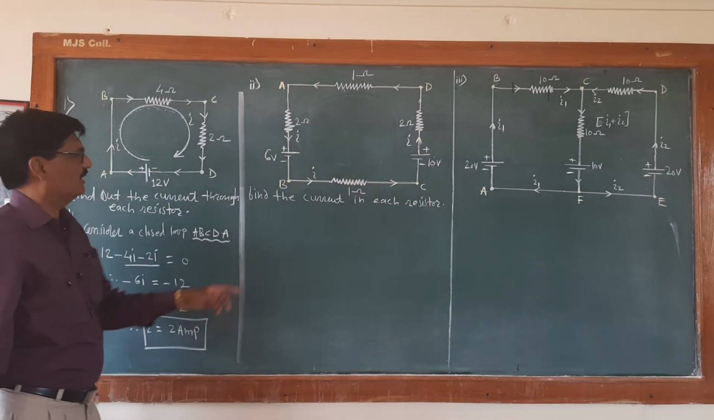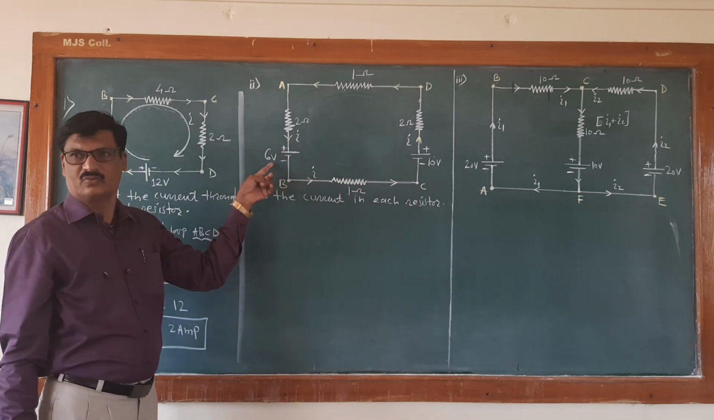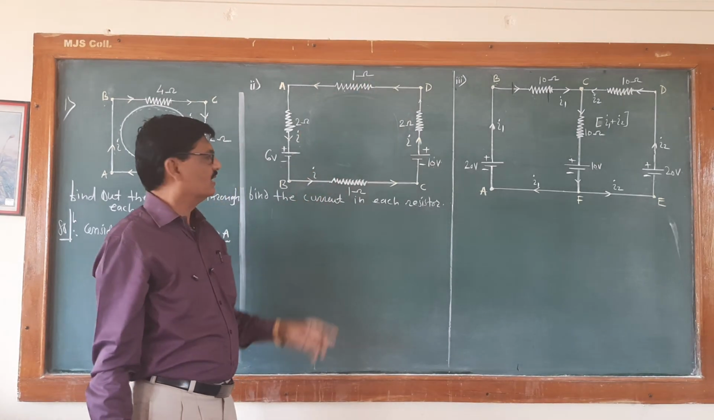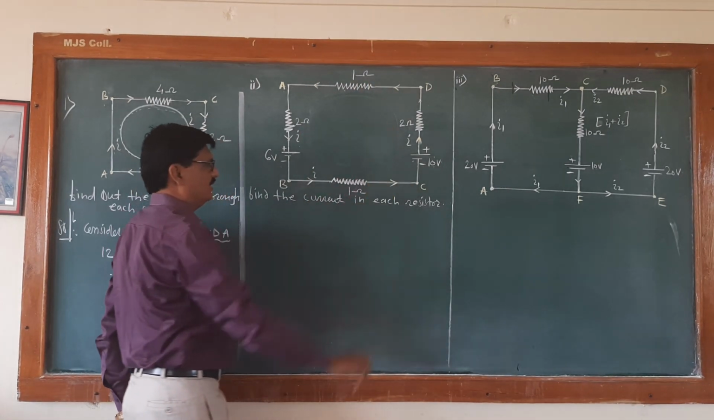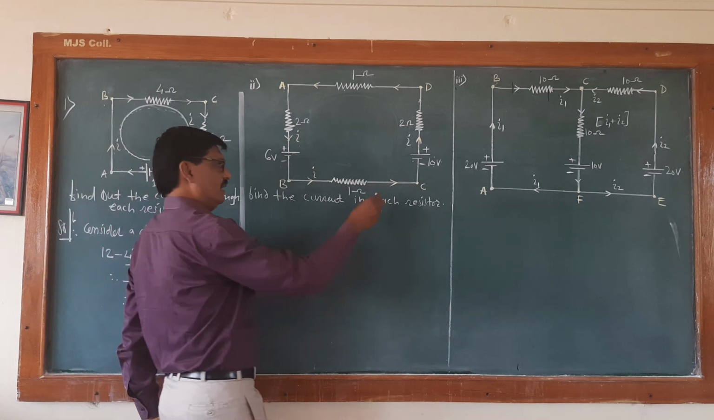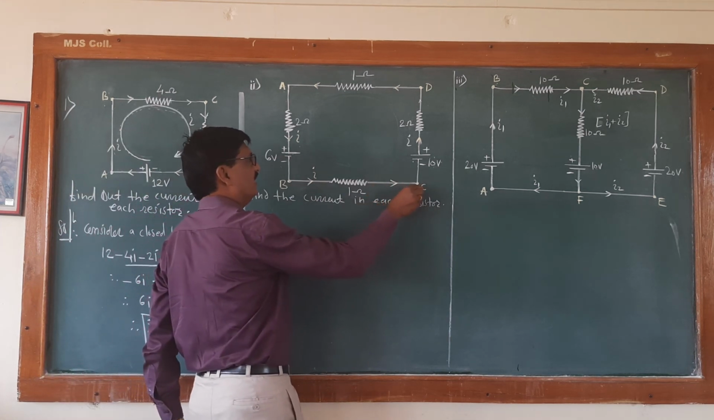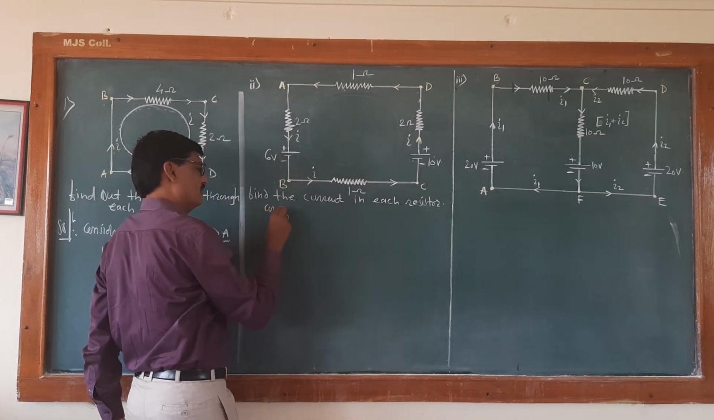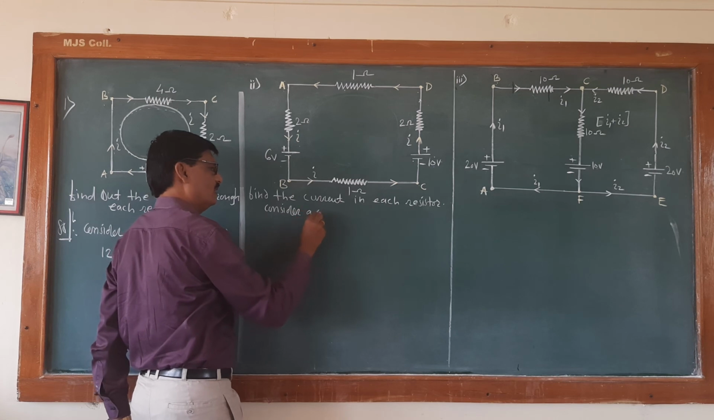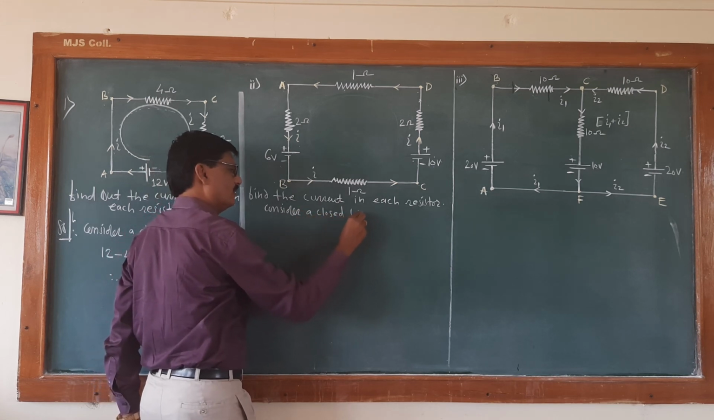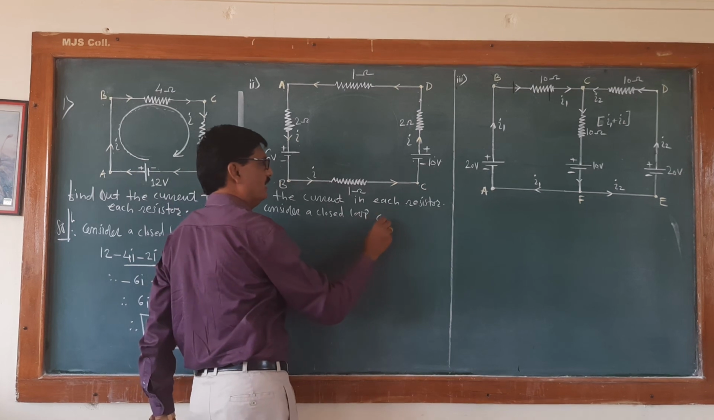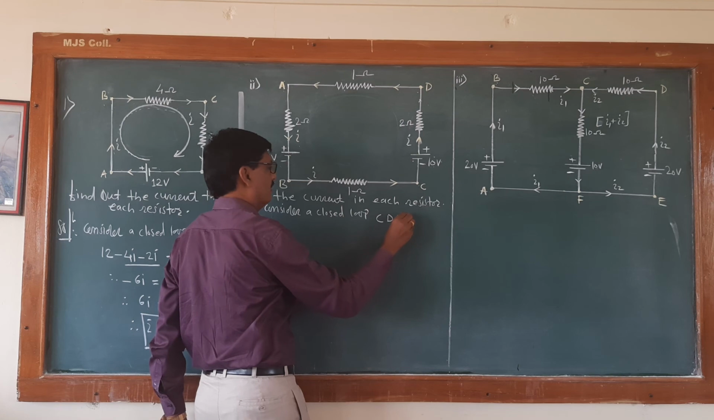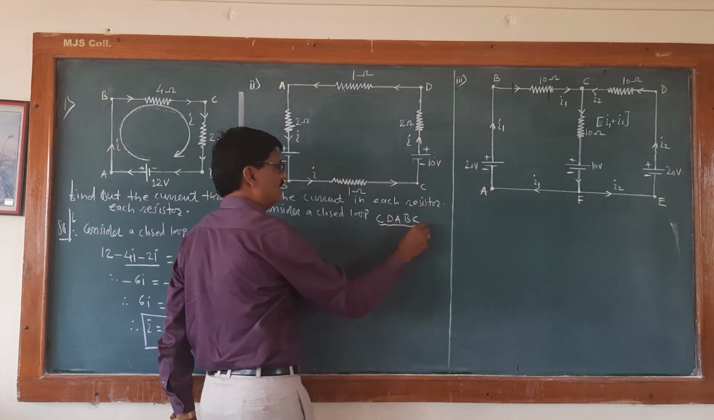Here consider this is a 10 volt battery and this is a 6 volt battery. Already we know that current goes from the positive terminal to the negative terminal of the cell. This is the higher voltage battery, therefore we consider this closed loop C, D, A, B, C. Consider a closed loop. Here C, D, A, B, C in this way.